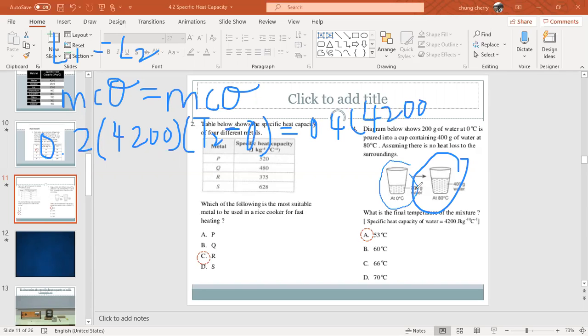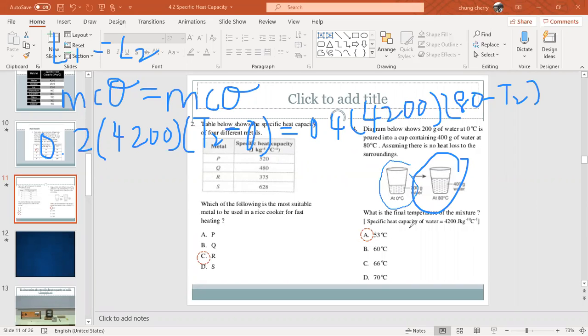4200. Then the change in temperature, same here. One will increase in temperature, the other will reduce in temperature. The 80 will reduce to the final temperature. So if you compare the 80 degrees and the final temperature, the final will be lesser. So you will use 80 minus T2 to find the change in temperature for liquid 2. Once you solve this equation, you will realize that the answer is 53 degrees Celsius.